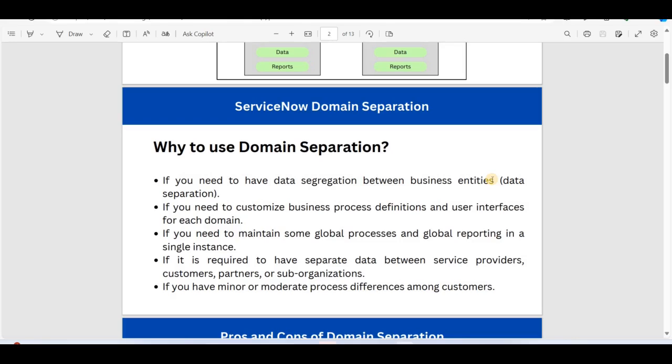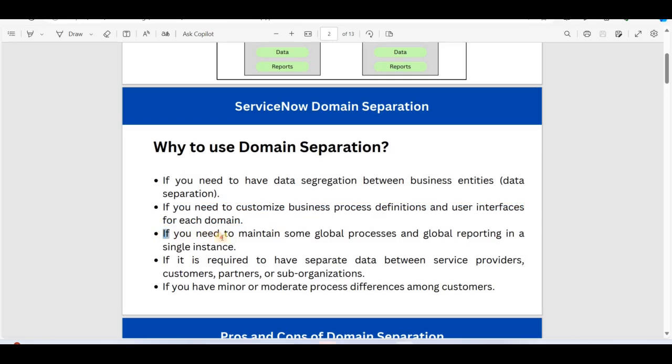Let's say in a company there are two verticals. These two verticals are totally different and they do not want to share the data. So that's it. We want to have domain separation there. Second point, if you need to customize business process definition and user interface for each domain. Obviously when we have separate data, separate domains, we have to define separate things. We have to define separate processes for these domains.